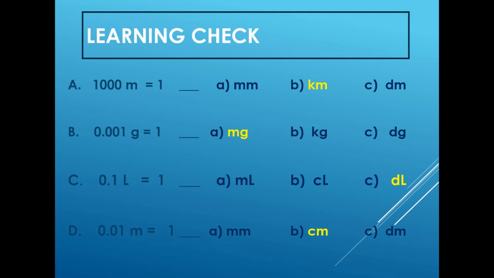So 1,000 meters, kilo means 1,000, it's abbreviated k. So we have km is a kilometer. 1/1000th of a gram is going to be a milligram, so that will be mg. Deci means 1/10. This is not as common. You don't see this as often. But 1/10 of a liter will be a deciliter, or dL. And then 1/100th of a meter means centimeter, or cm.